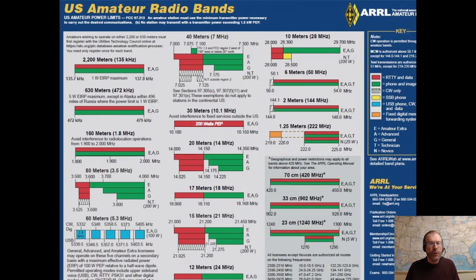Some frequencies are set forth as places that we can and cannot use phone operation or other types of modulation. There are places that we can and can't go as technician class licensees. Extra class licensees have full privileges. General and advanced have lesser frequencies. And novice and technician have the fewest number of frequencies and privileges as set forth on this band chart. Now this is not a band plan. This is what is set forth by FCC regulations.